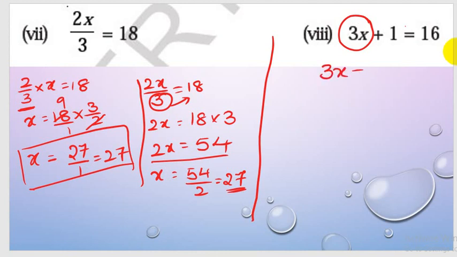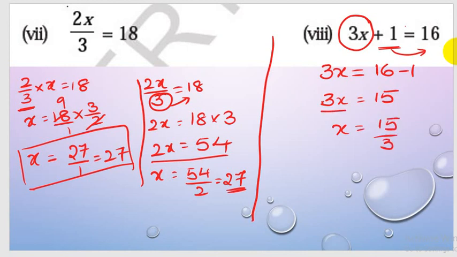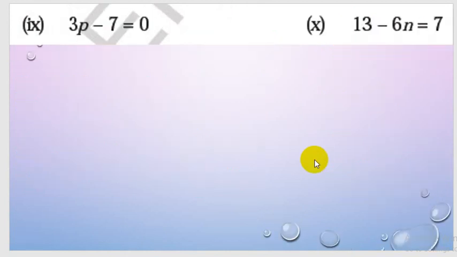So I can write it as 3x is equal to, this plus 1 I need to transpose first. So this becomes 16 minus 1. So 3x is equal to, what is the value of 16 minus 1? It is 15. Now we are getting the same model which we have done earlier. So x is equal to 15 divided by 3, because 3x means 3 into x. So this gets cancelled 5 times. So x is equal to 5. So the answer of this particular question is 5, right?